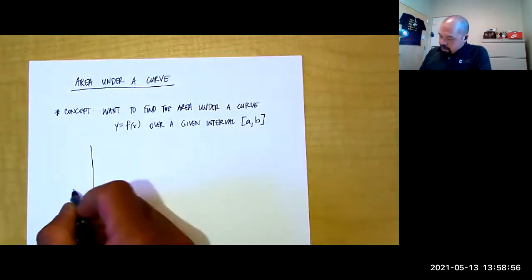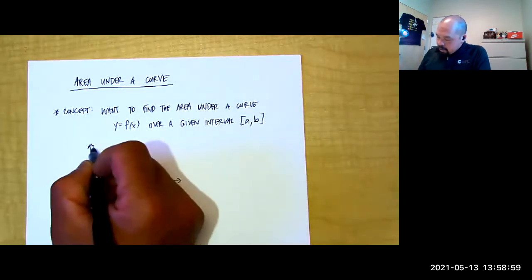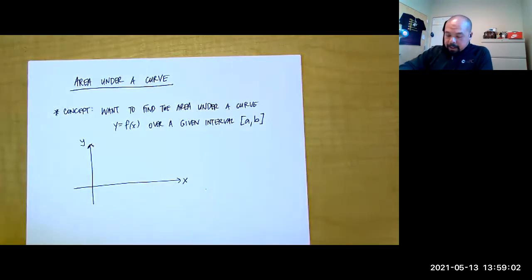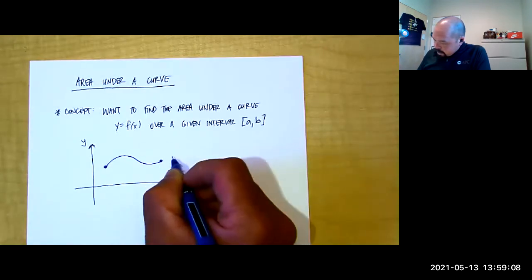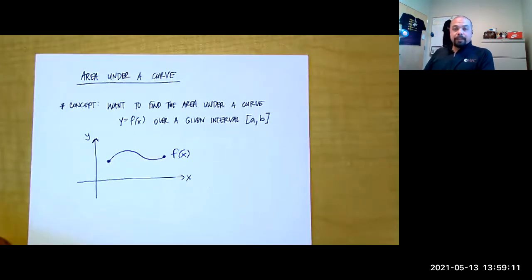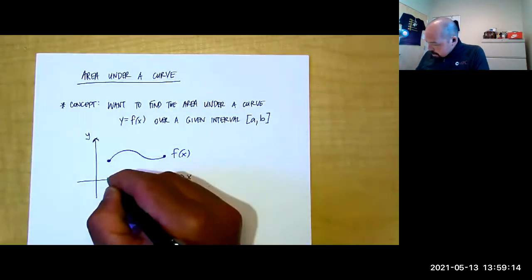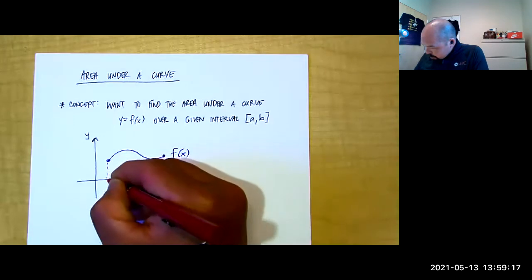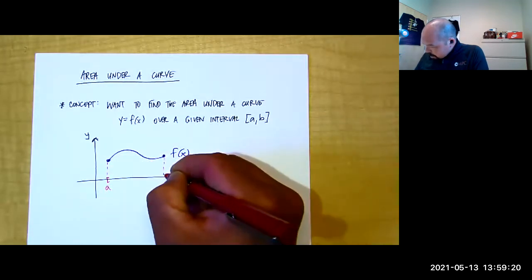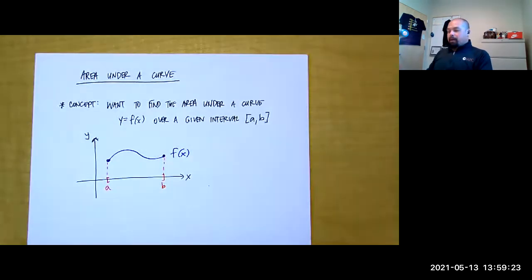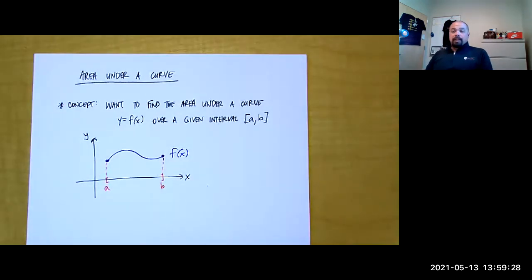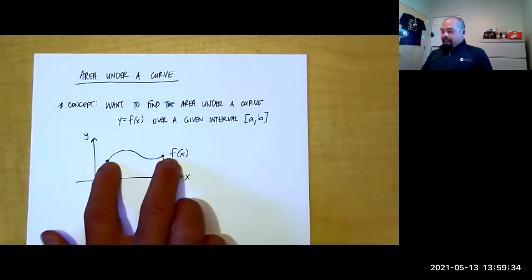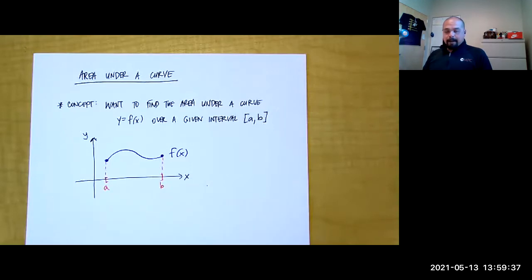We can put a specific function in later, but the concept is that we have some function f of x, or y equals f of x, over this interval between a and b. Again, we can talk later about the function going below the axis. For now, for ease of discussion, we'll work in the first quadrant with positive values. But it could be any function over any interval.